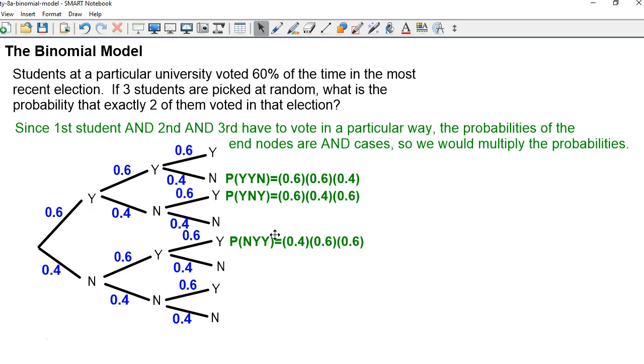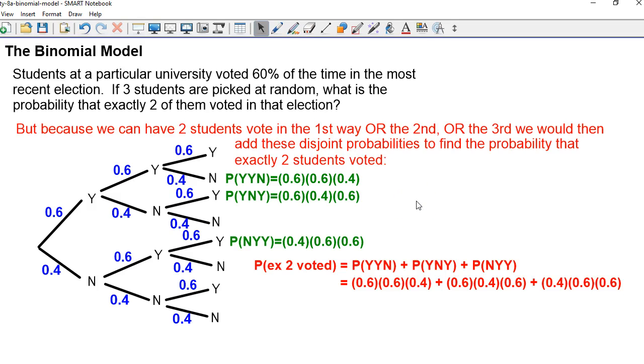So, since the first student and the second student and the third student have to vote in a particular way, the probabilities along the path are AND cases, so we would multiply the probabilities. So, for example, the probability of Y, Y, N would be 0.6 times 0.6 times 0.4. And the probability of Y, N, Y would be 0.6 times 0.4 times 0.6.